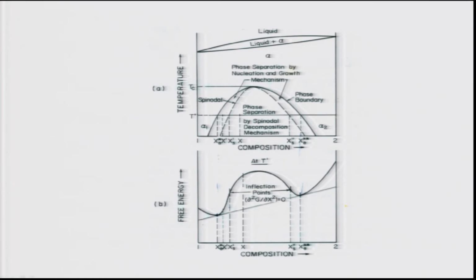Between the dotted or dashed line, which is the chemical spinodal, and the solid line, the boundary of the spinodal, nucleation and growth can happen. That is what is shown here: phase separation by spinodal decomposition, and phase separation by nucleation and growth. Be careful about this, and we told you why it happens.